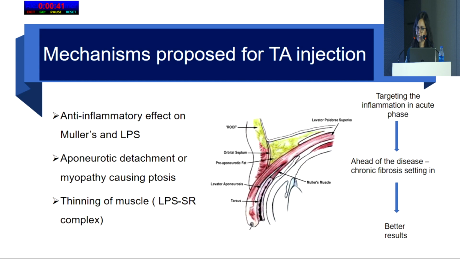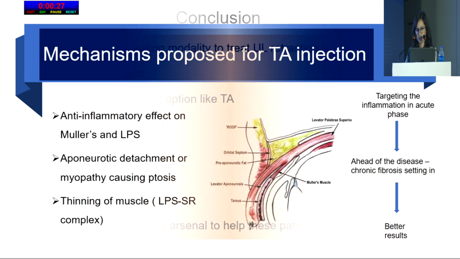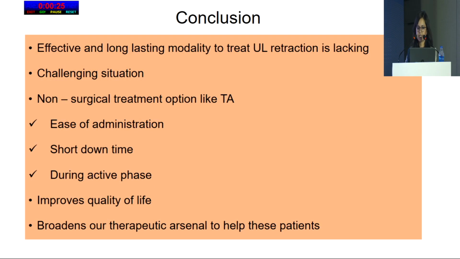So the mechanisms that have been proposed for the functioning of this injection are anti-inflammatory effect, aponeurotic detachment, or the myopathy causing ptosis, or the thinning of the muscles, that is the LPS-SR complex, which can happen because of the steroid injection. So in conclusion, I would say that it is an effective and long-lasting modality to treat upper lid retraction, where treatment options are lacking. It is a very challenging situation.